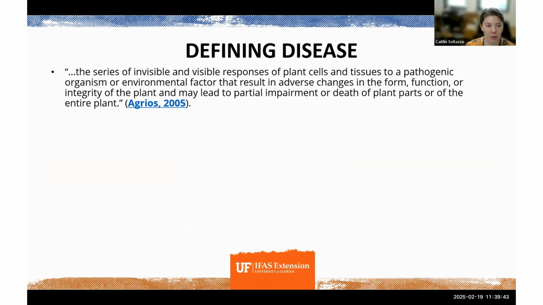All right, so before we begin, we really just have to define disease, and this is going to be the most technical slide because, I mean, you just want to lay it all out there. So the exact definition of disease is the series of invisible and visible responses of plant cells and tissues to a pathogenic organism or environmental factor. It results in adverse changes in the form, function, or integrity of the plant and can lead to partial impairment or death of plant parts or the entire plant.